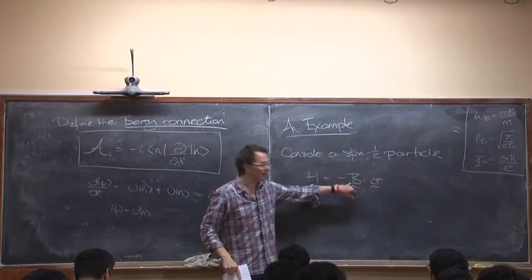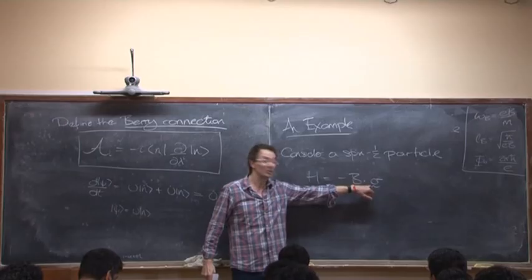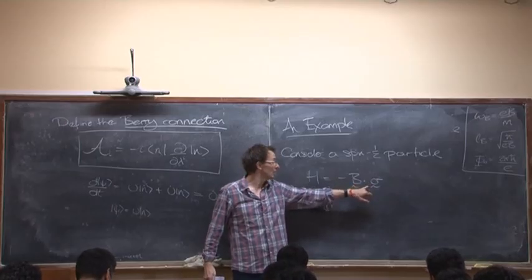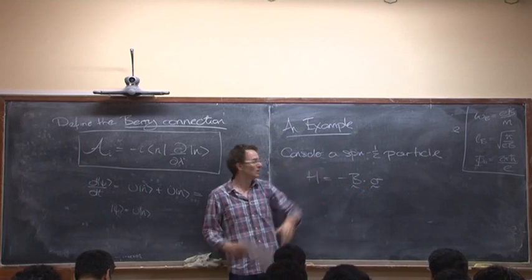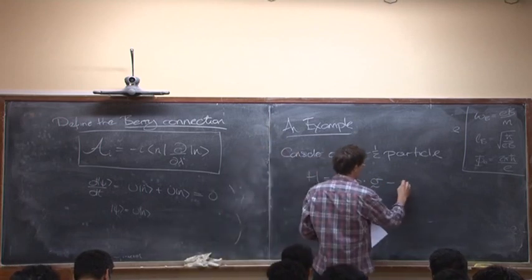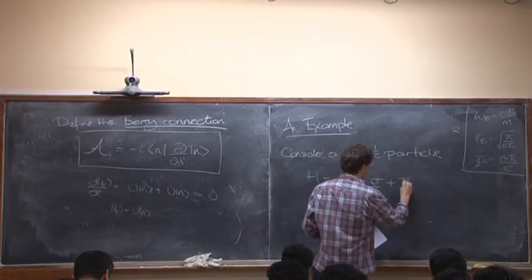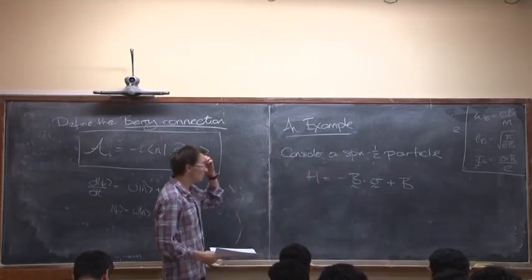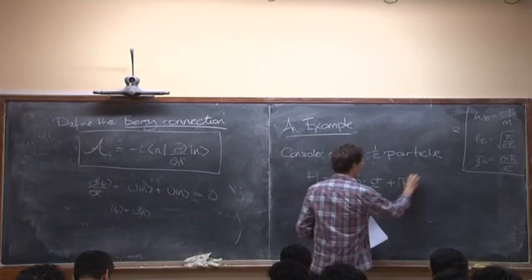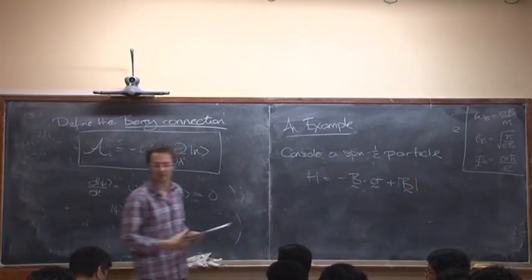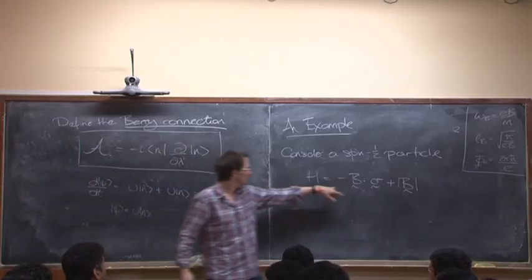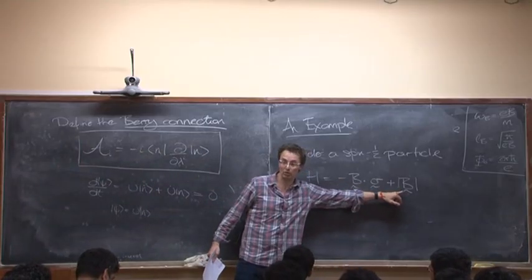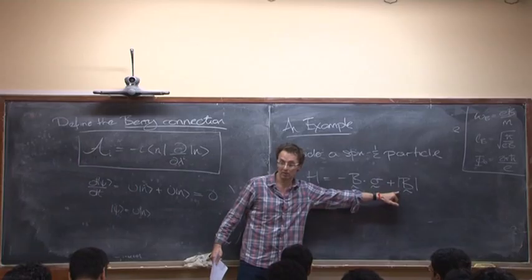B is the direction of the magnetic field. Sigma is just the Pauli matrices. This has two eigenstates, plus B and minus B. So I'm going to add to it B, which is the magnitude. So this was Sandeep's issue, that we add explicitly to the Hamiltonian the E0.